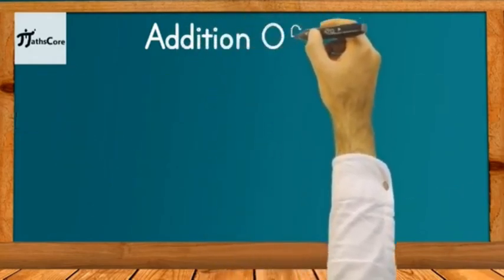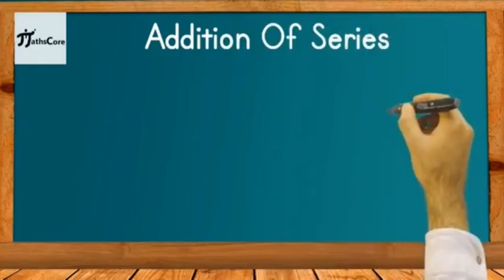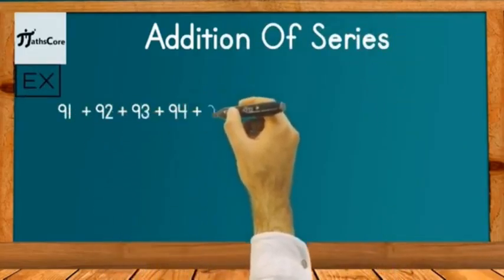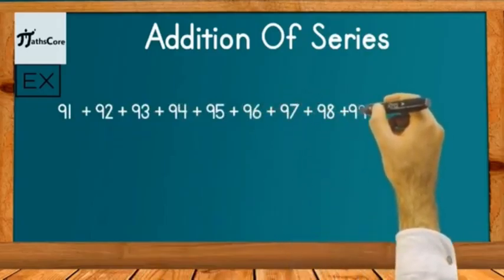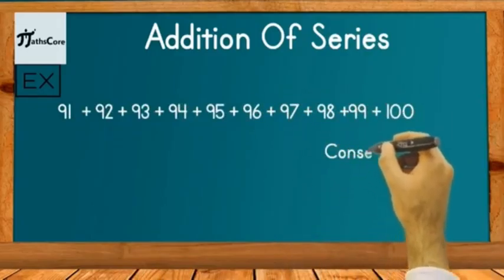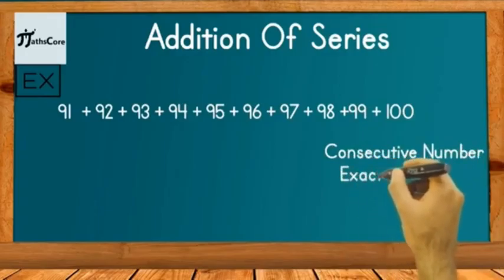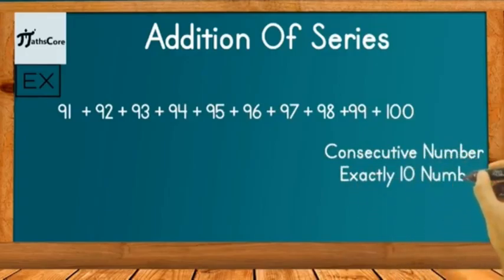Let's solve another example on addition of series. Example is here: 91 plus 92 plus 93 plus 94 plus up to 100. You can observe that in this given series all numbers are consecutive numbers and exactly 10 numbers are given there, from 91 to 100. So we can apply the Vedic math technique here.